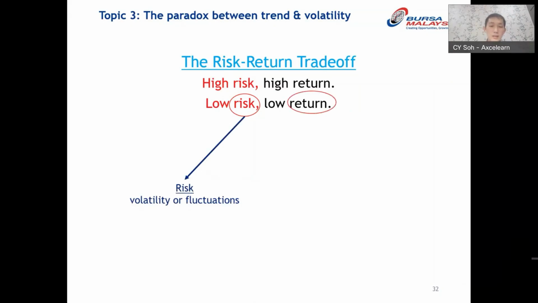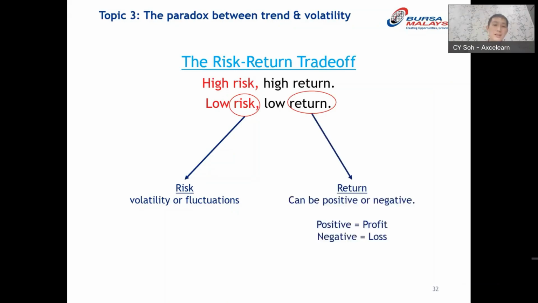And what does return actually mean? In finance, return is actually a two-way word. It can refer to positive return. It can also refer to negative return. Positive return means making profit, and of course negative return refers to making losses.